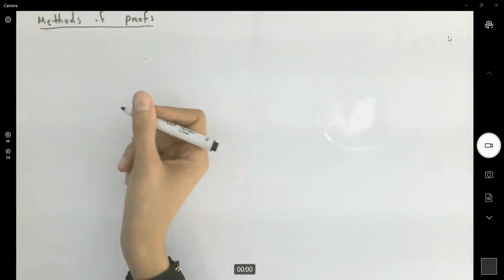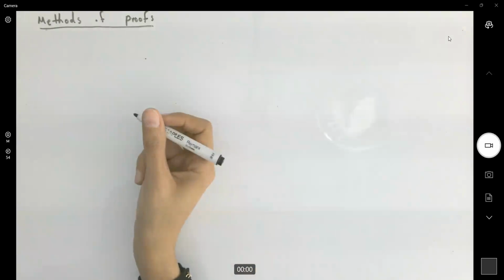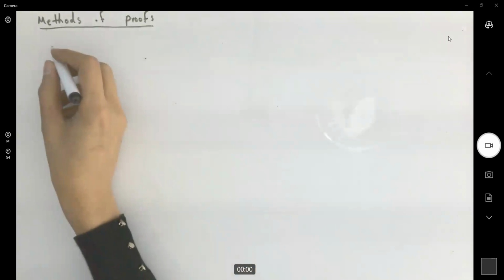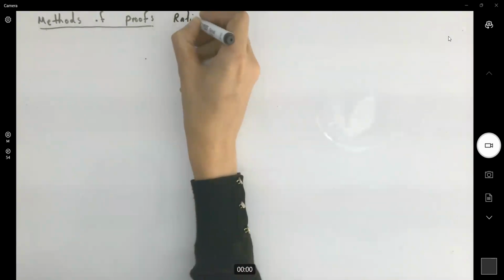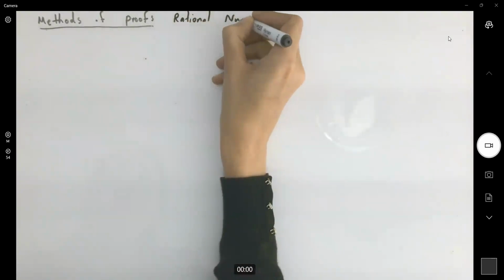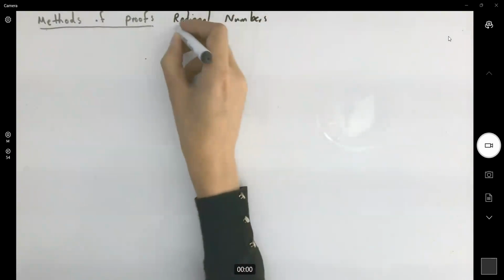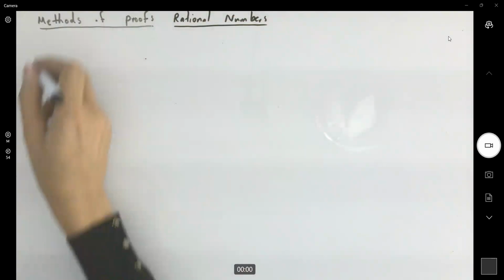We proved some statements and disproved some for integers. Now let us move on to rational numbers. First of all, what's the definition of a rational number?